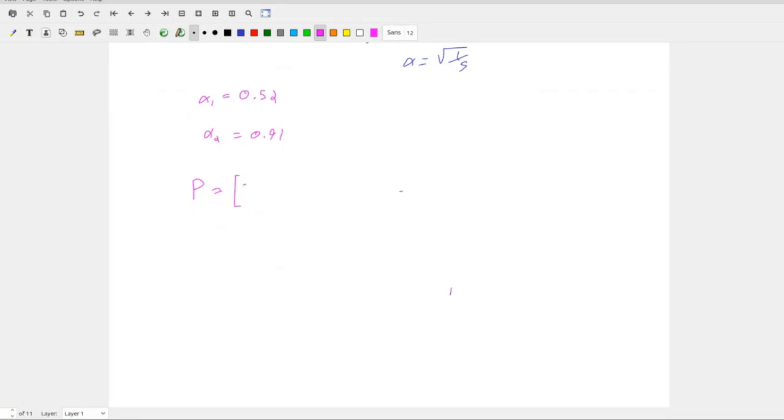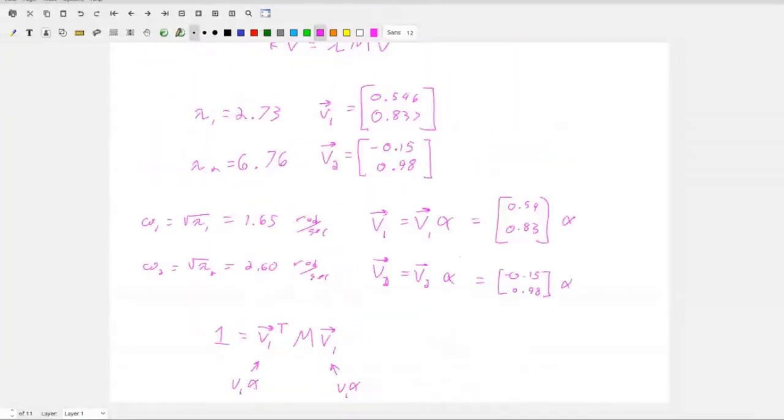So let's write that: V1 alpha, V2 alpha. So that's going to be 0.284, 0.435, negative 0.137, 0.900. That makes sense? And if you look at this, how does this relate to our original eigenvectors?